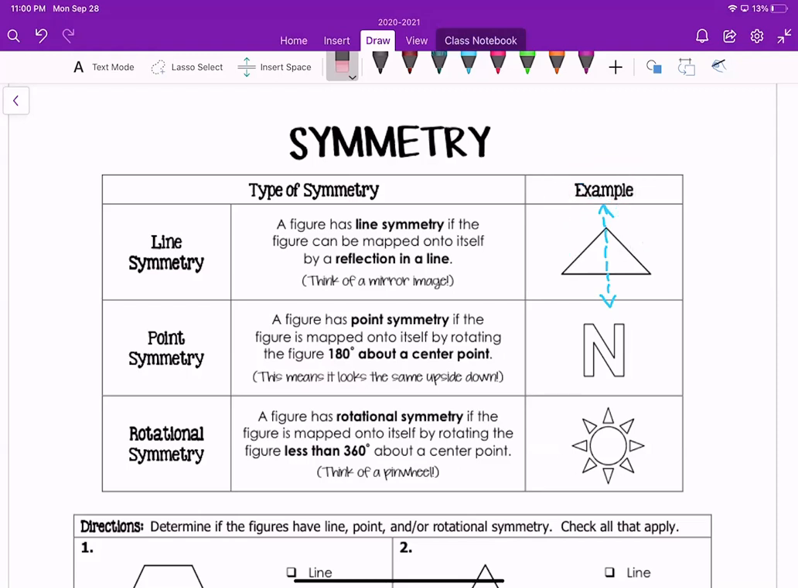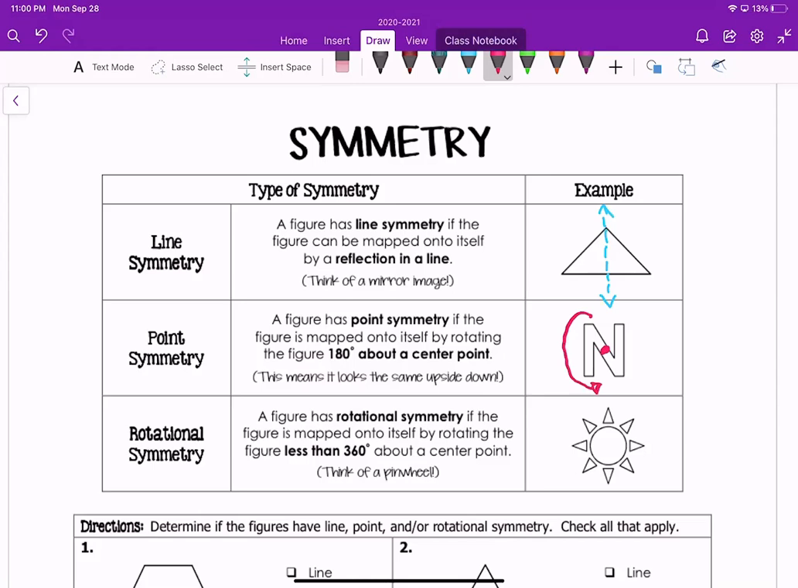Now, point symmetry. A figure has point symmetry if the figure is mapped onto itself by rotating the figure 180 degrees about a center point. So this means it looks the same upside down. So if I rotate this 180 degrees, from here to here, it's gonna look the same.